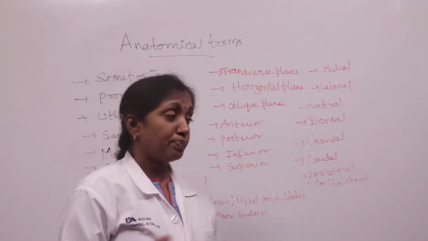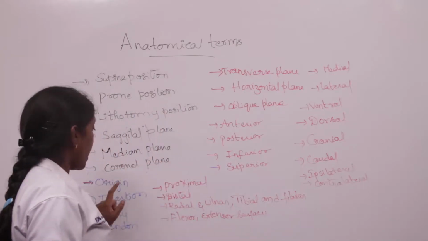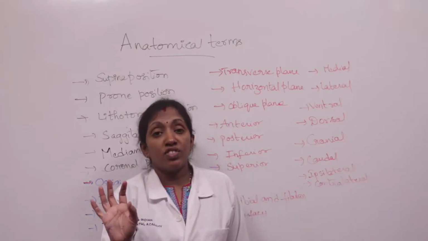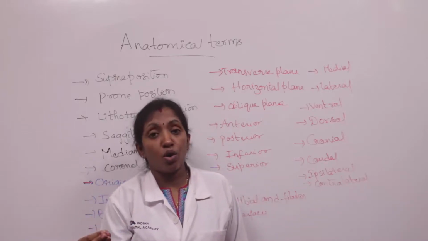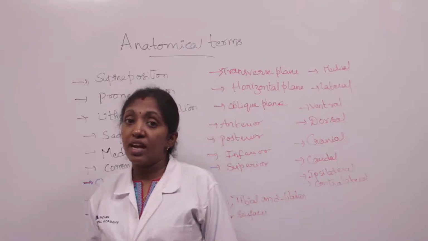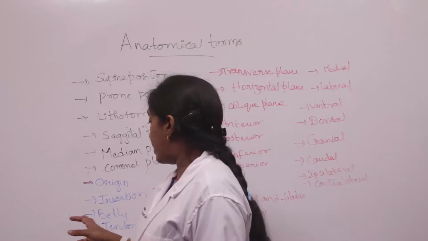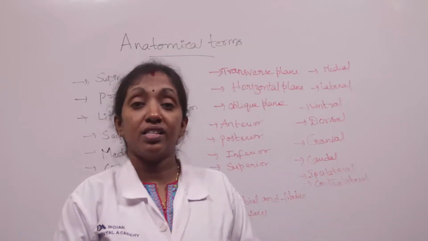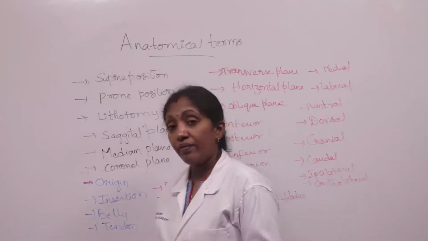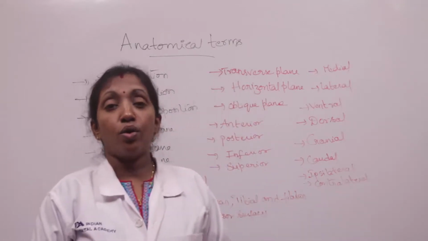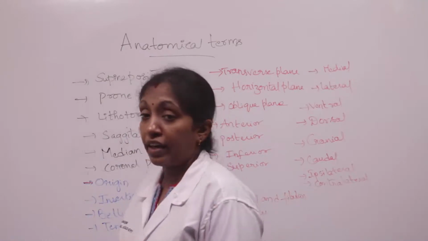And coming to the origin and insertion, with the muscle, the part of the muscle which doesn't move during contraction is called the origin, and the part of the muscle which moves during contraction is the insertion. And coming to the belly, the fleshy part of the muscle which undergoes contraction is called the belly. And the non-fleshy, cord-like structure which doesn't undergo contraction is the tendon of the muscle.